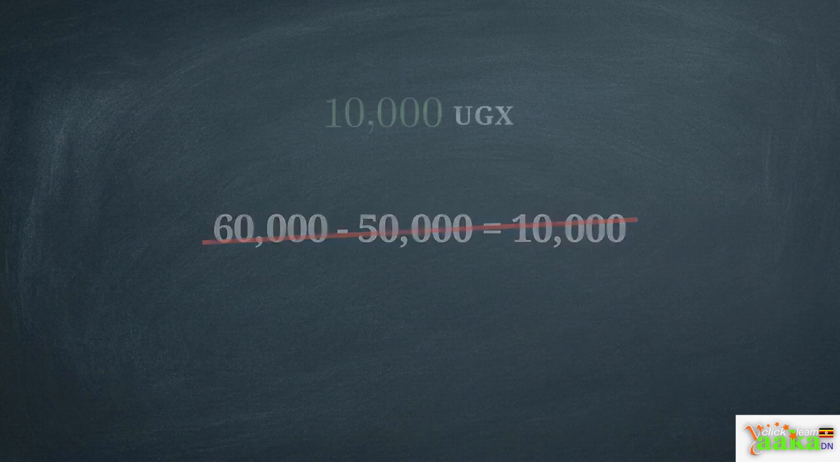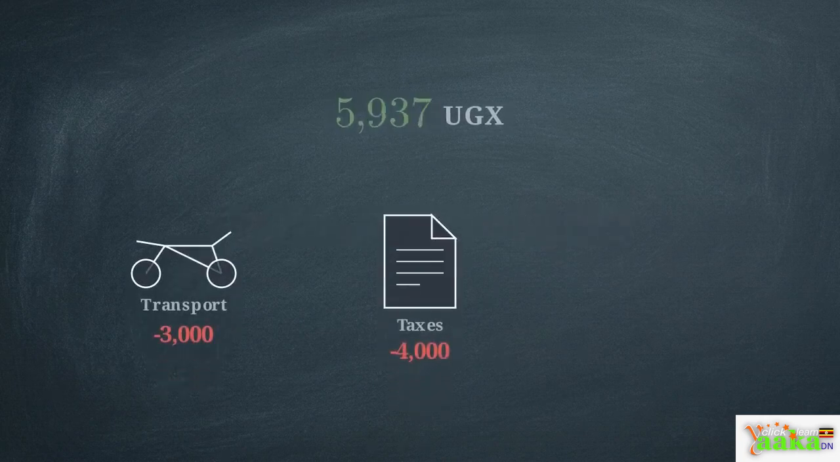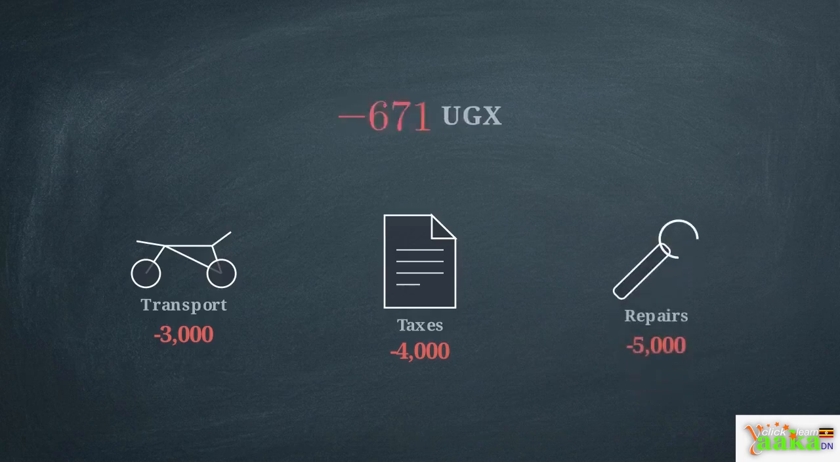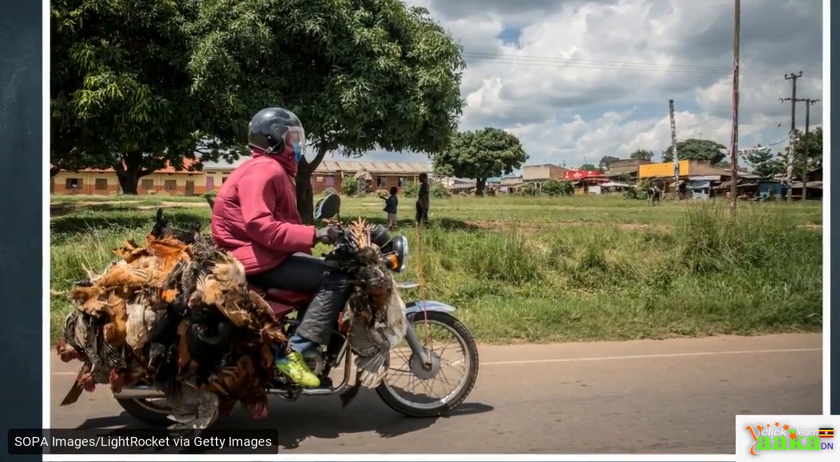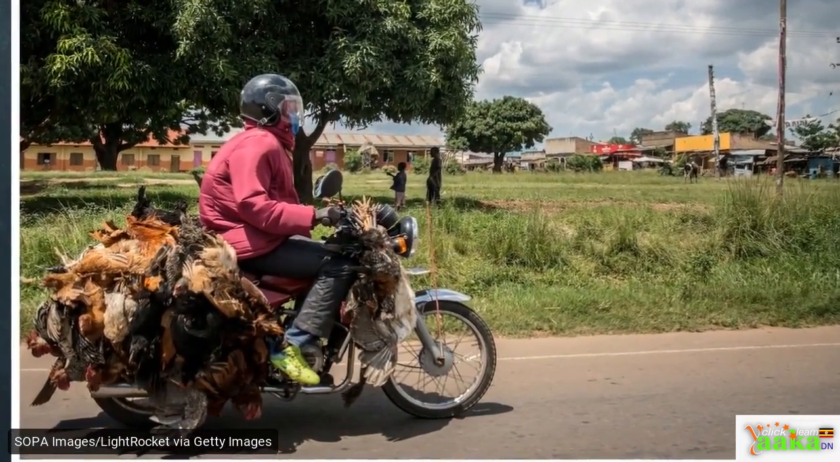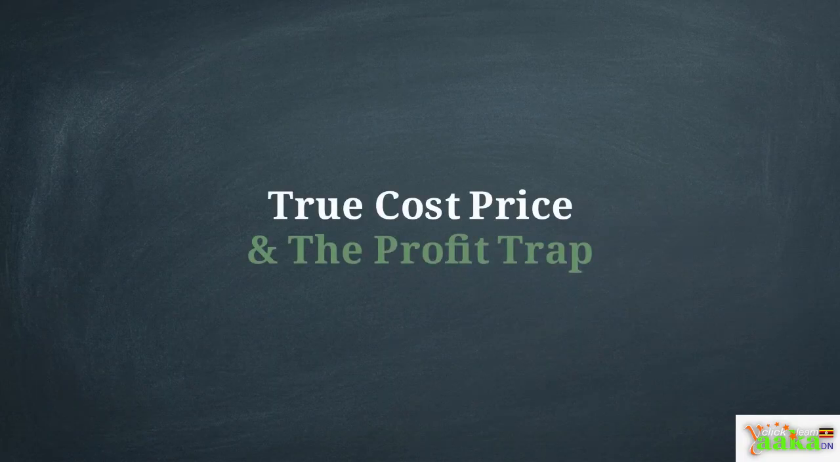Relying on this simple subtraction is dangerous. In the real world, businesses often collapse because owners fail to track the hidden variables that eat away at that gap. Between the moment you buy an item and the moment you sell it, costs accumulate. You might pay for a boda, import taxes, or minor repairs. This diagram maps out how those expenses behave.